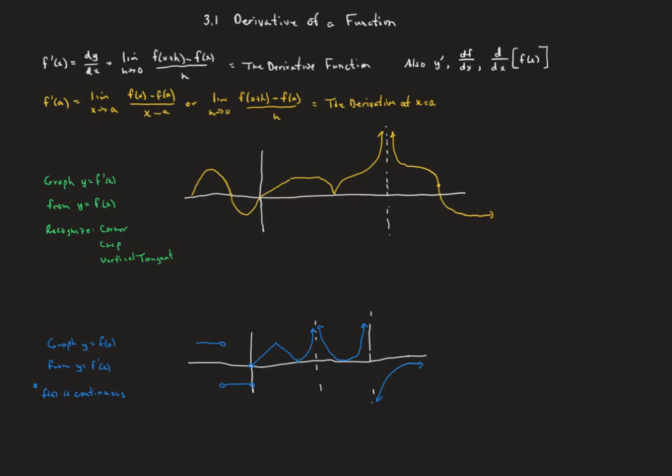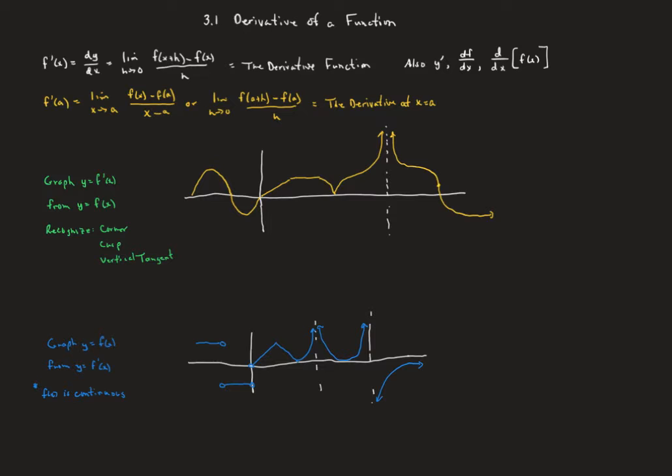In section 3.1, we're going to talk more about the derivative of a function. So we distinguish between the derivative of a function, so that actual function, and the derivative evaluated at a point, which will be a number. The derivative function, we say f prime of x or dy dx, is known as Leibniz notation.